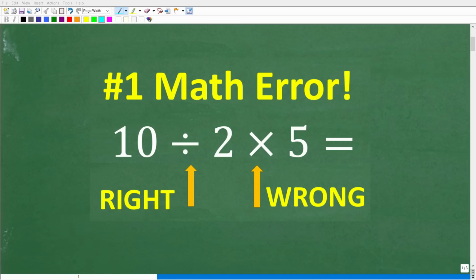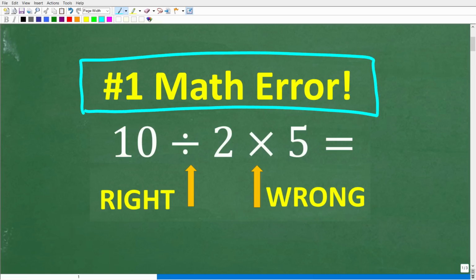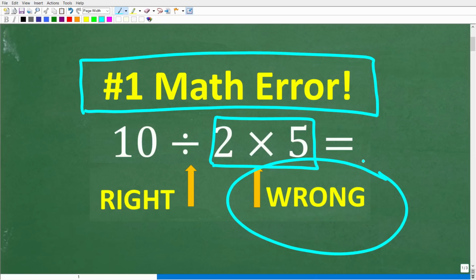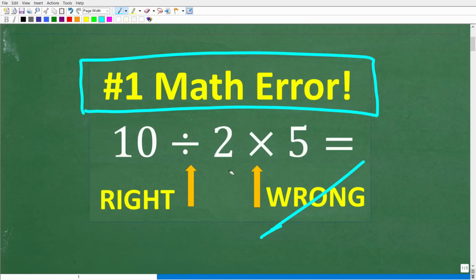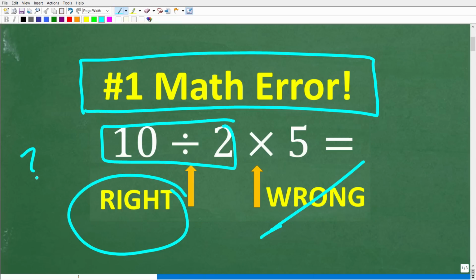Okay, so as someone who's been teaching math for decades, I can tell you right now that this may very well be the most common math mistake made. All right, so we have this problem, 10 divided by 2 times 5, and indicating that doing multiplication is wrong. In other words, if you start this problem with multiplication, well, this is wrong. What you need to do here is start with division. That is correct. But why is that?